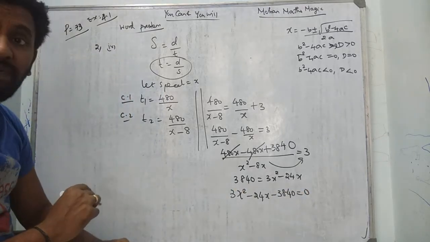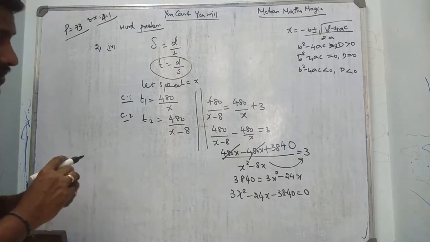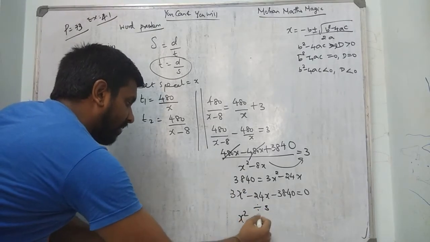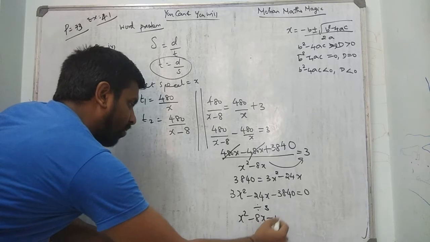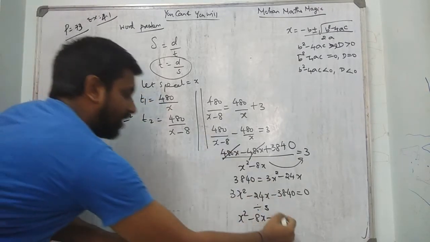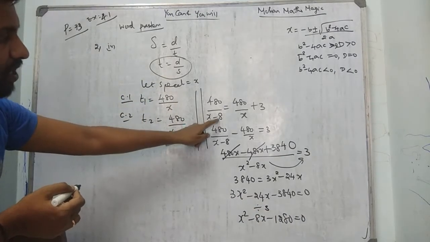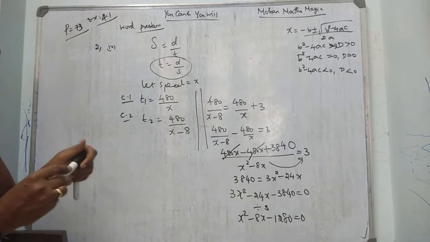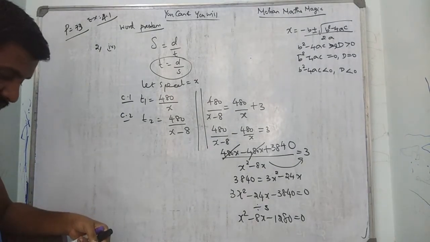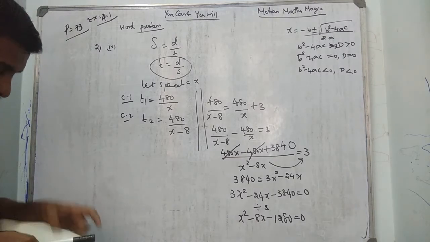If I divide by 3, I got x square minus 8x minus 1280 equal to 0. This is the speed. Speed reduced, and the normal time is 3 hours more. Second sum completed. Next, 4.2. Now from here onwards we have to do the calculation part.